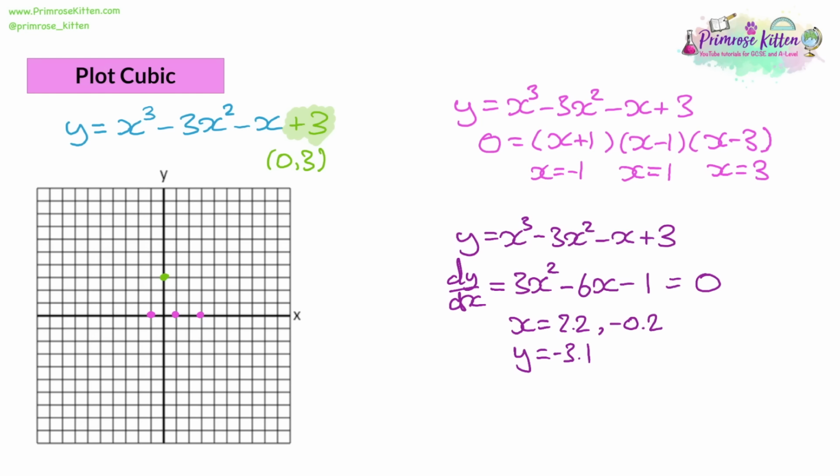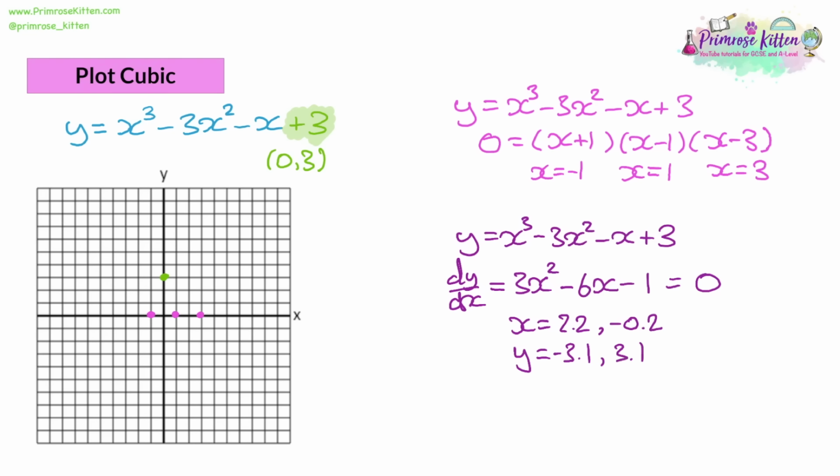We've got negative 0.2. We're going to cube it. We're going to take away 3 lots of negative 0.2 squared. We're going to take away negative 0.2. That'll be a double negative, so we add on 0.2. And then we're going to add on 3. And that gives us 3.1 to 1 decimal place.